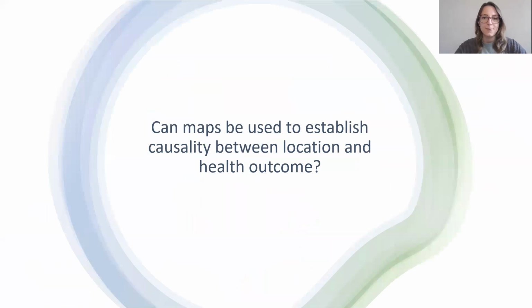Now, can maps be used to establish causality between location and the health outcome? In this particular sense, when we're talking about maps, we're talking about location being the exposure variable and the health outcome being the other variable. So what do you guys think? Can maps be used to establish that causality between location and health outcome? So Cassandra says it can suggest it, but maybe not establish it.